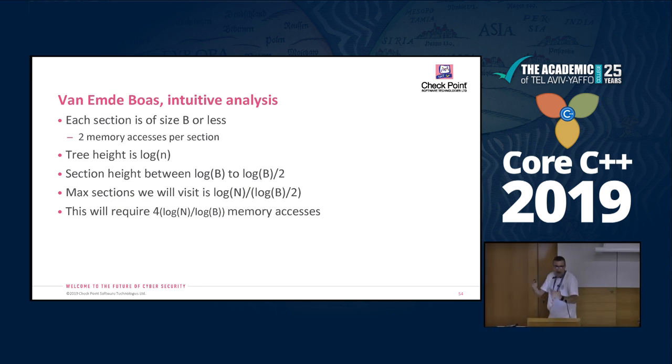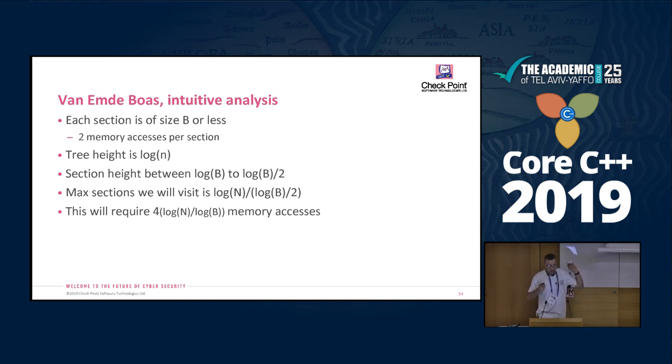So all that we need to know is how many sections, how many subtrees we visited until we found our value. So we have to visit log n, the size of the whole tree, divided by log B divided by 2, which is the height of our section. So that gives us that we need 4 log n divided by log B memory accesses. Make some sense? No one says otherwise, so I'll assume that it's fine.